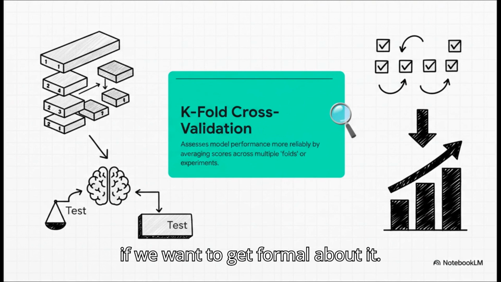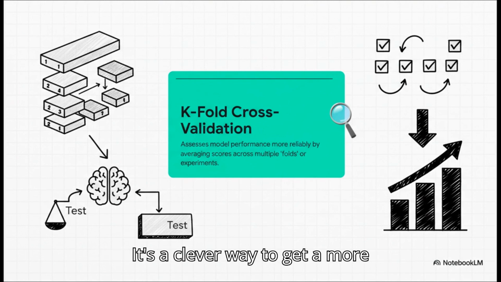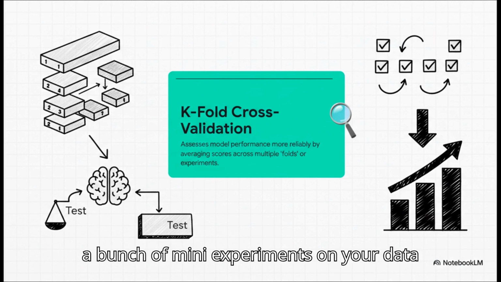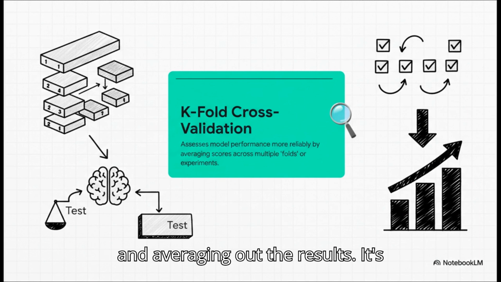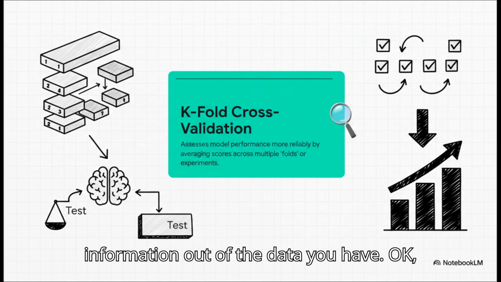So if we want to get formal about it, k-fold CV is a resampling procedure. It's a clever way to get a more trustworthy performance score by running a bunch of mini experiments on your data and averaging out the results. It's designed to squeeze the most reliable information out of the data you have.